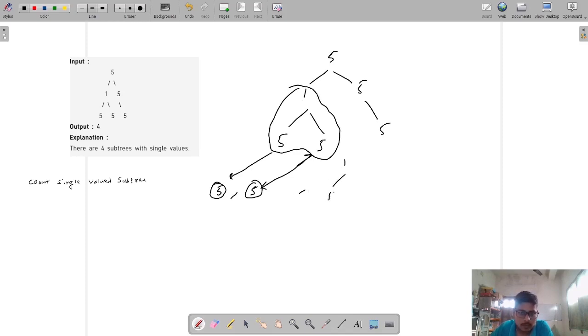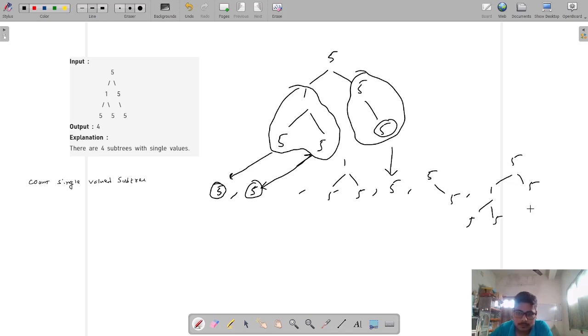1 5 5. Okay, then this is a subtree, this is a subtree, and this total is a subtree, right? So it has 1 2 3 4 5 6. So it has 6 subtrees, right? 6 subtrees. So we have to count the number of subtrees which have a property called single valued subtree, right?